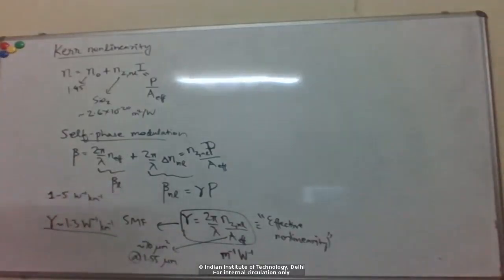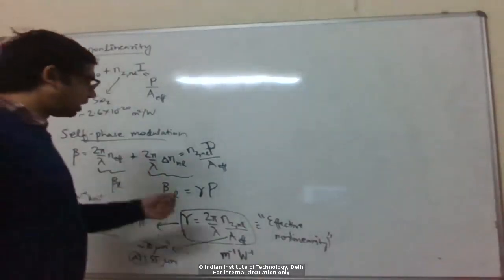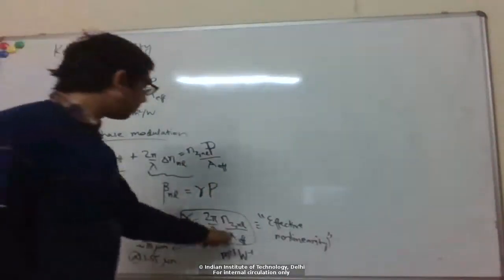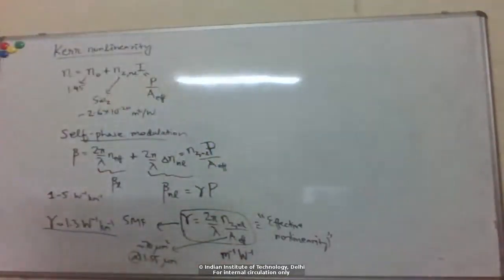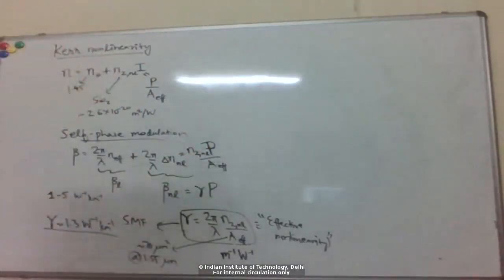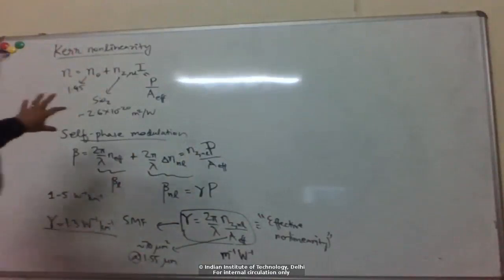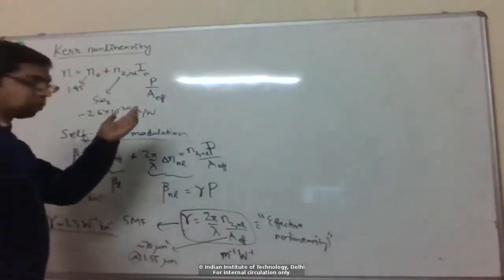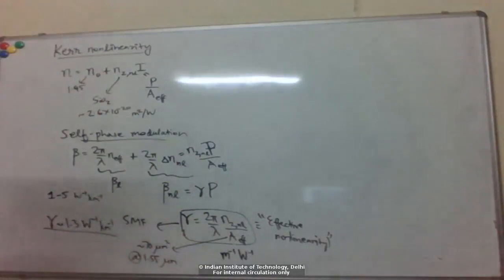And then you can go to some other materials. If you go to silicon waveguides, for example, you can make this A effective really small, like sub-micron square, and then this can go up by many orders of magnitude. But for our purposes, mostly for telecom applications, usually you want to suppress the nonlinear effects, right? Because they distort the signals that we are trying to communicate.